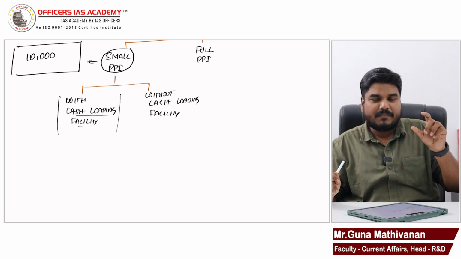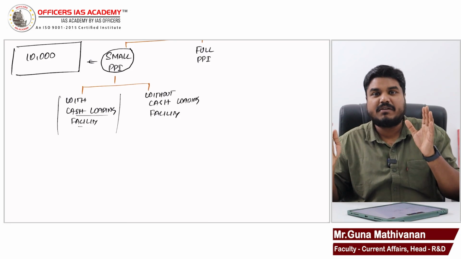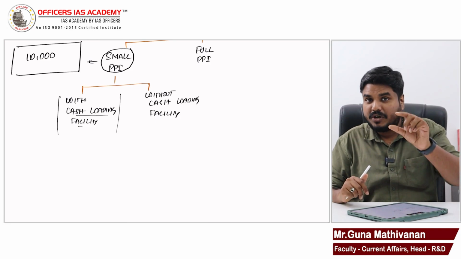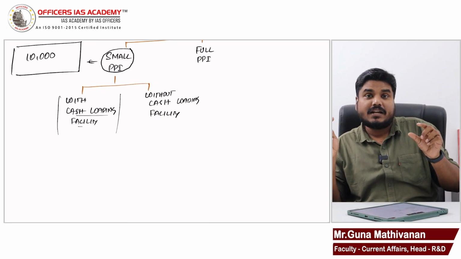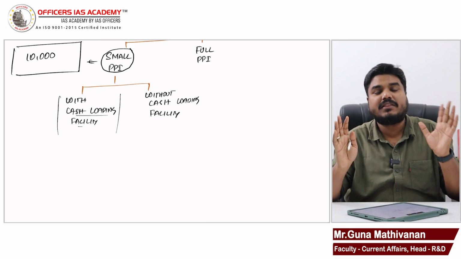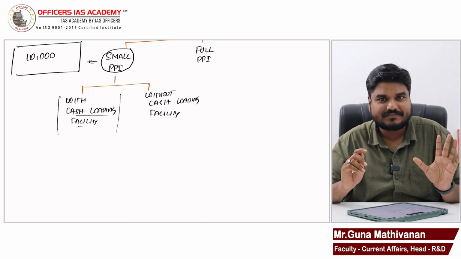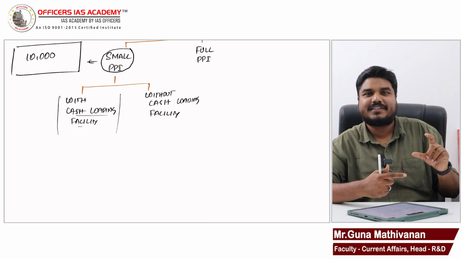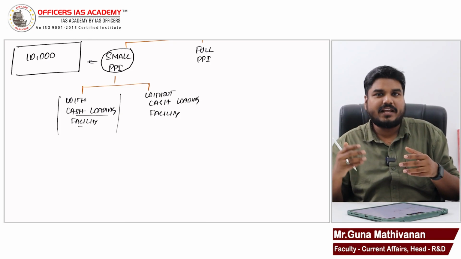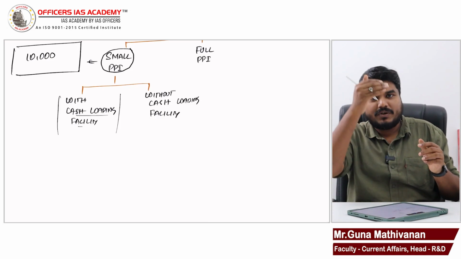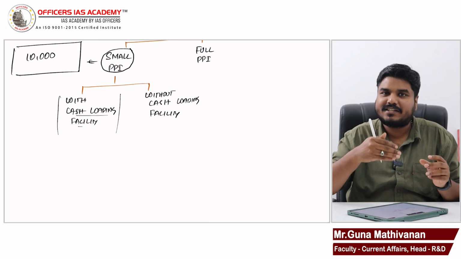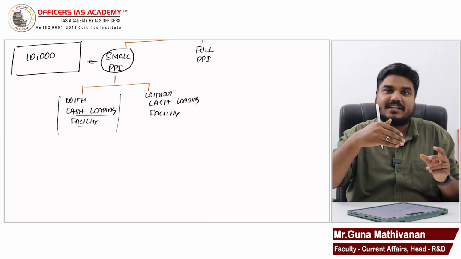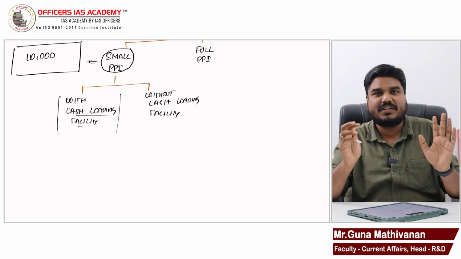In the small prepaid instrument, let's take our metro rail card. In that metro rail card, you can store maximum 10,000 rupees, not more than that. And you can recharge any number of times. See, I buy a metro rail card, I deposit 1,000 rupees. Then once the money comes down, I recharge. Then money comes down, I can recharge again. This is called with the cash loading facility.